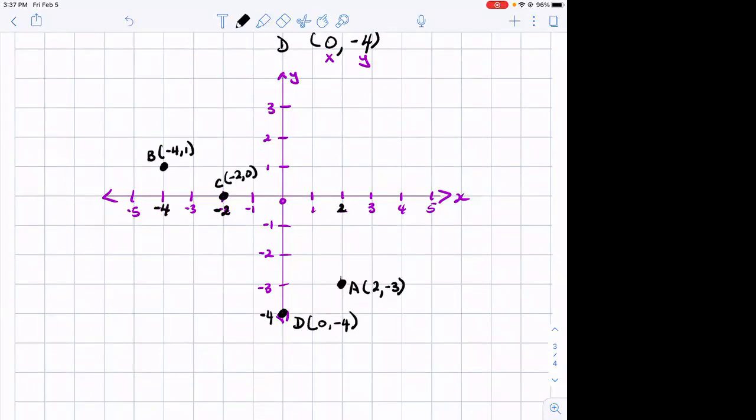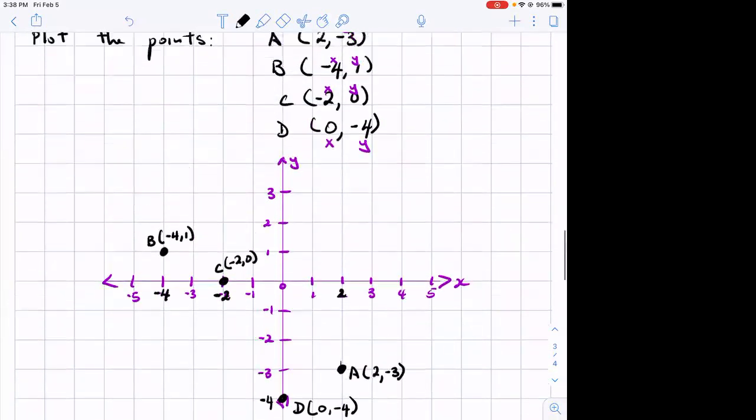So plotting points is important because we are able to work with something that's called linear equations. We have looked at equations in one variable, but now we'll look at linear equations written in the form y equals mx plus b. Okay.